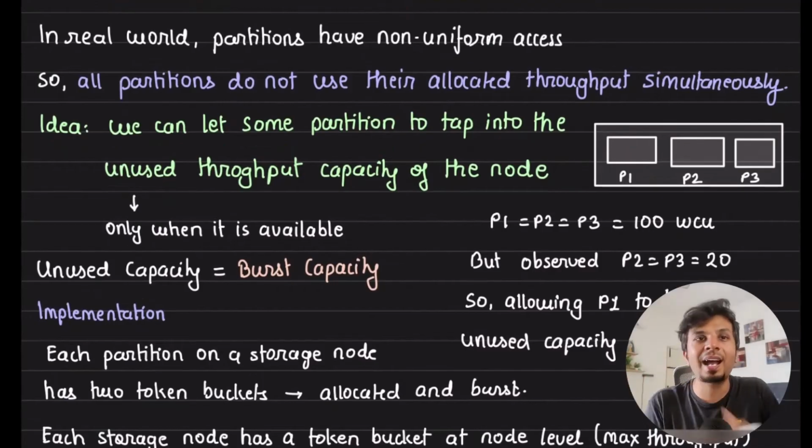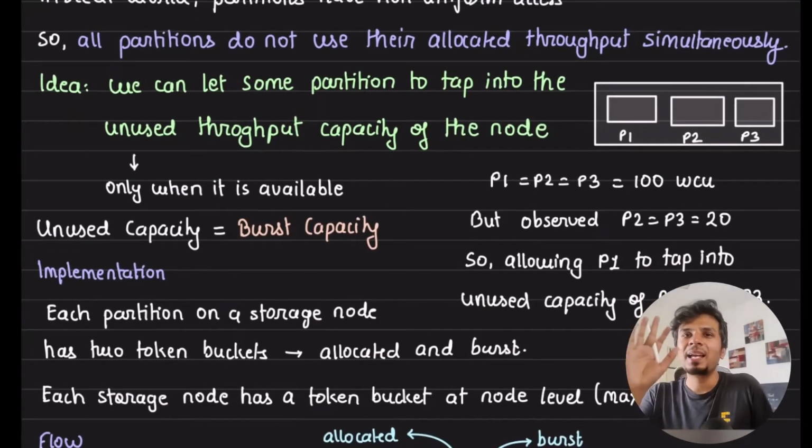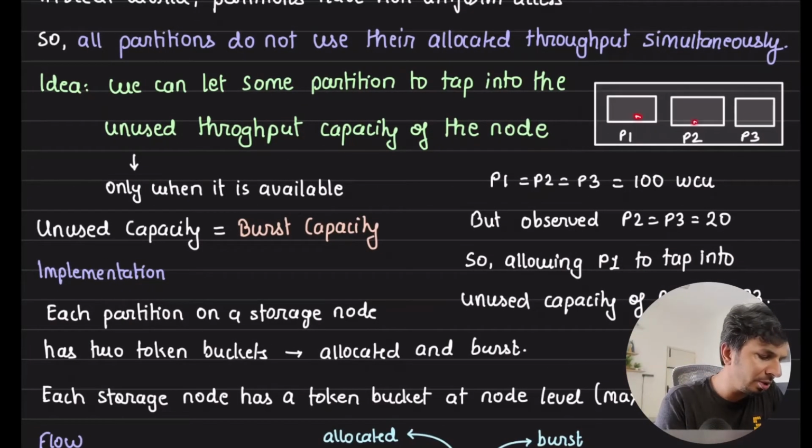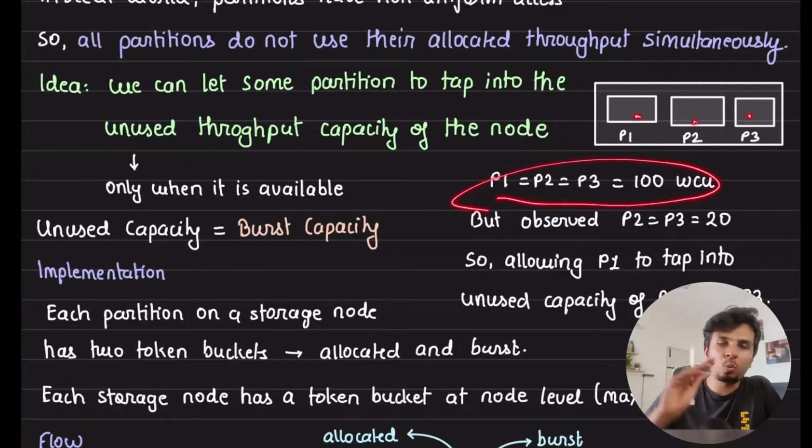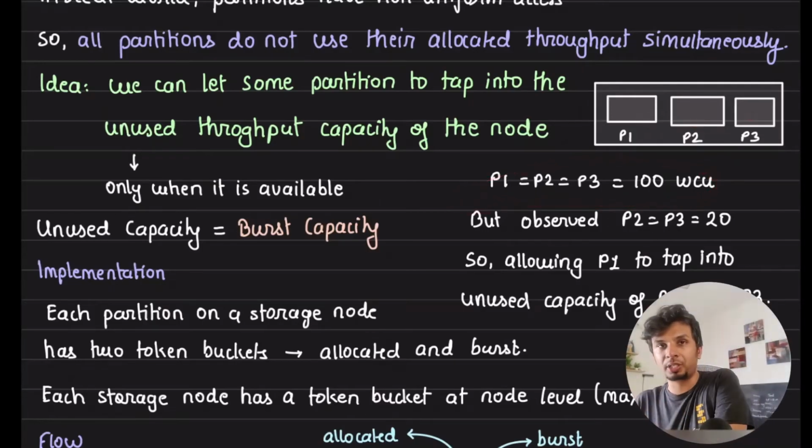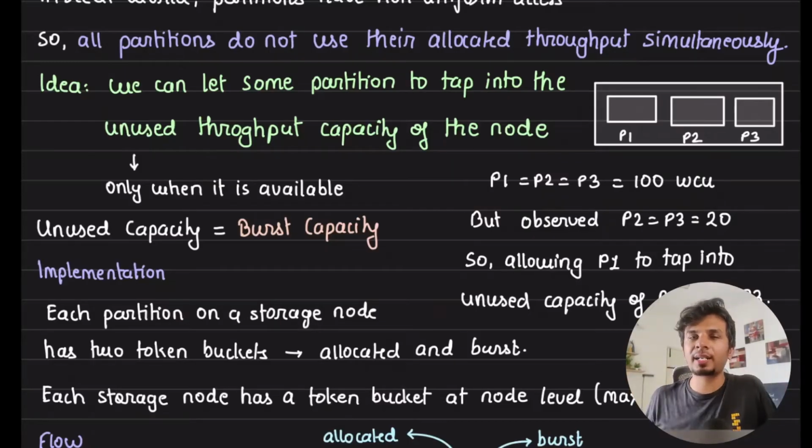Sorry, my bad. I forgot I had this example. Okay. Let's say I have my partitions P1, P2, P3, each one having 1000 write capacity units provisioned, right? So it's geared up for 100 writes per second or 100 capacity units.